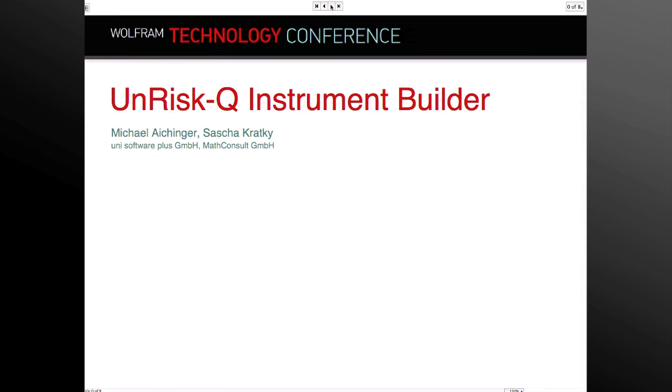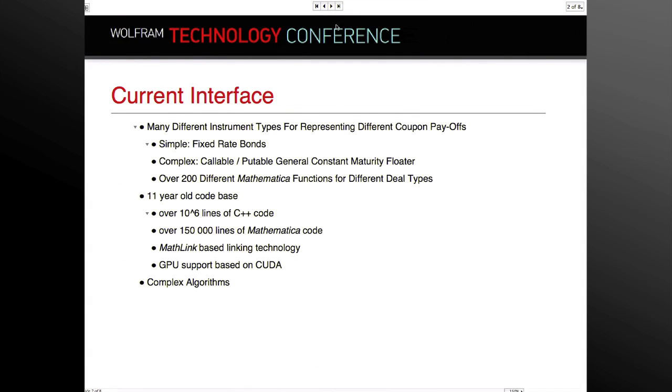And this interface has served us really well for 11 years, but it's not as flexible as we want it to be. One problem with it: there are many different instrument types for representing different coupon payoffs. For example, we have simple fixed rate bonds, but we also have rather complex types, for example, a callable, puttable general constant maturity floater.